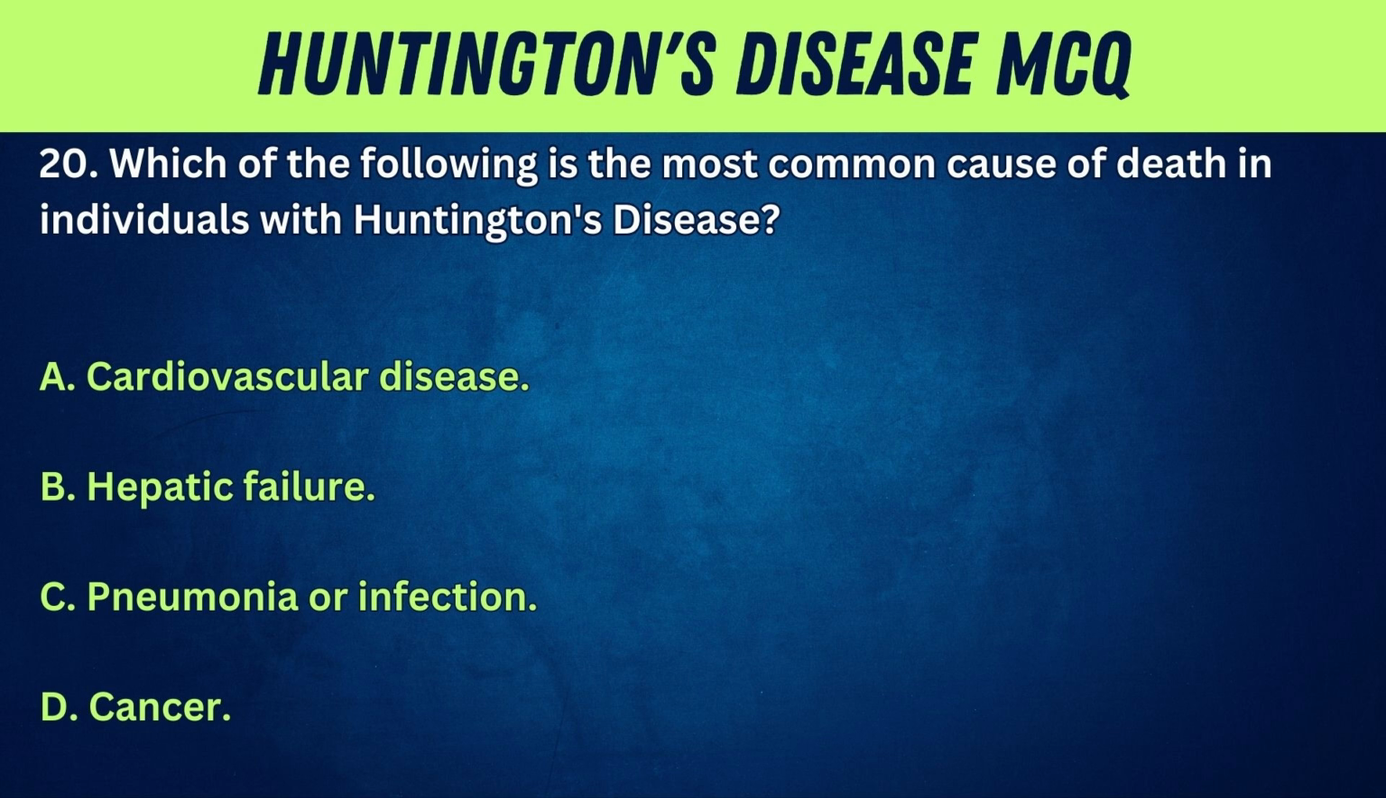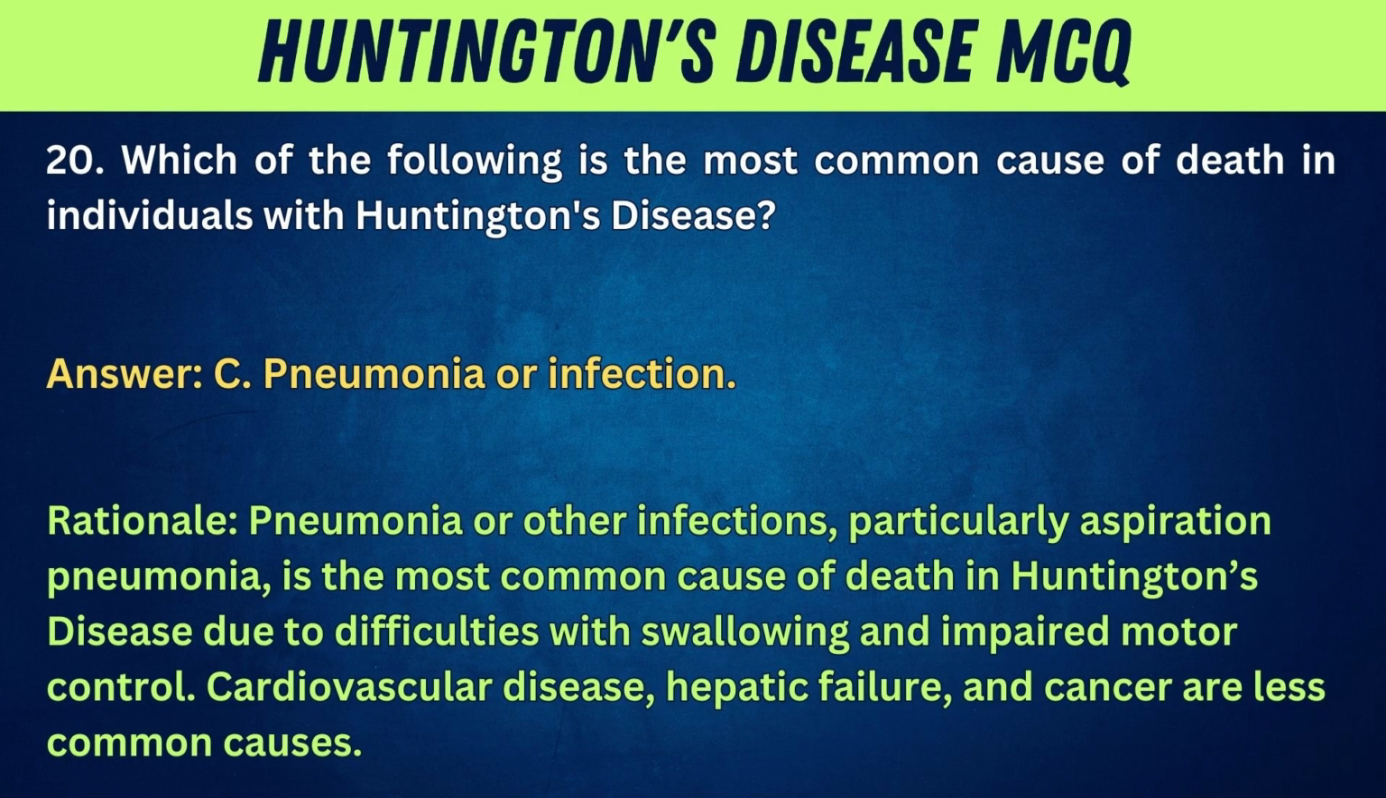20. Which of the following is the most common cause of death in individuals with Huntington's disease? A. Cardiovascular disease. B. Hepatic failure. C. Pneumonia or infection. D. Cancer. Answer: C. Pneumonia or infection.